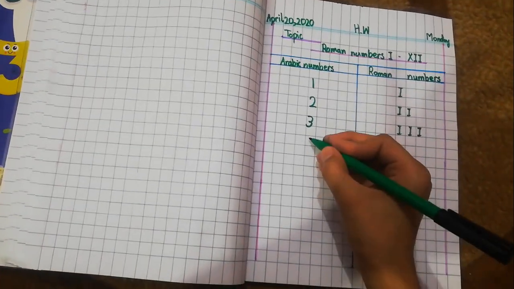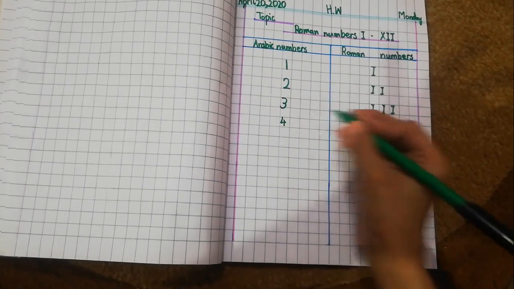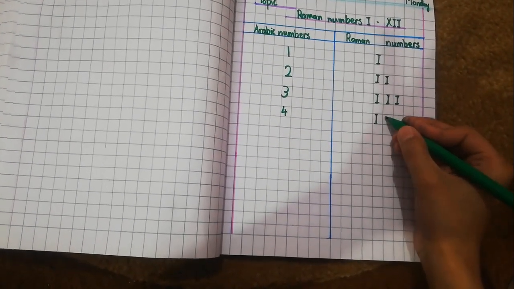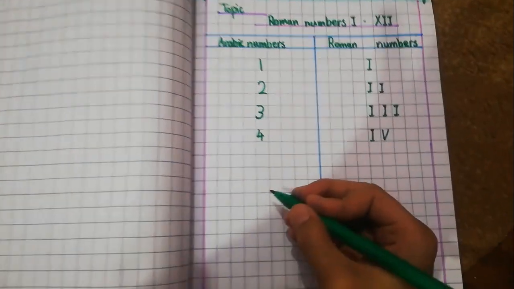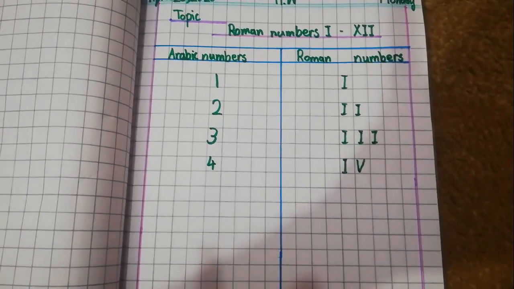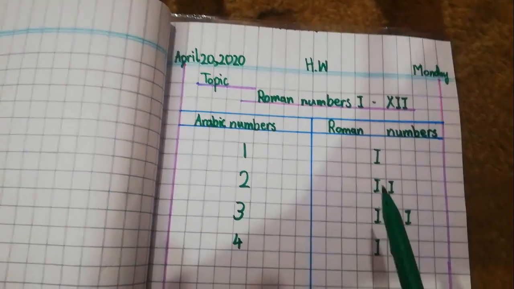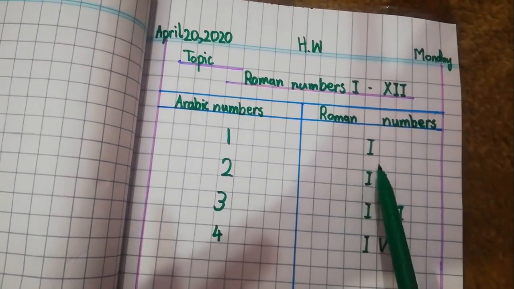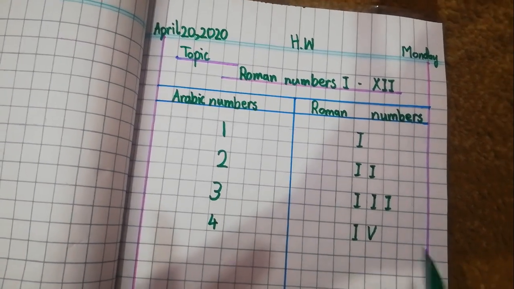Now 4. First of all I and then V. Make sure to write in the same pattern. Like you have to write I here. You'll not start writing 2 I's from here. You'll write in the same line. And this is how you have to start your work.